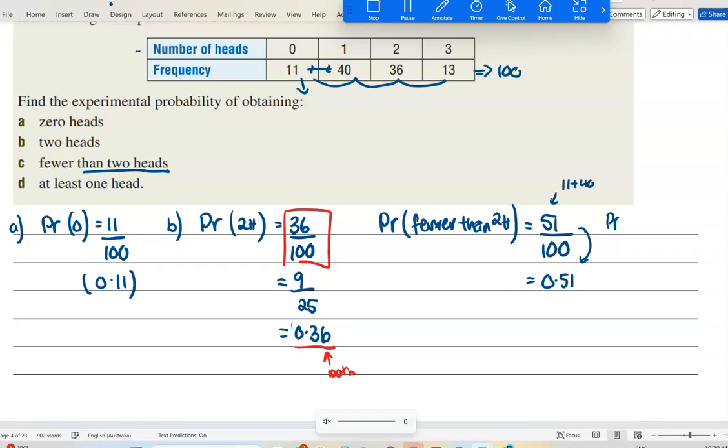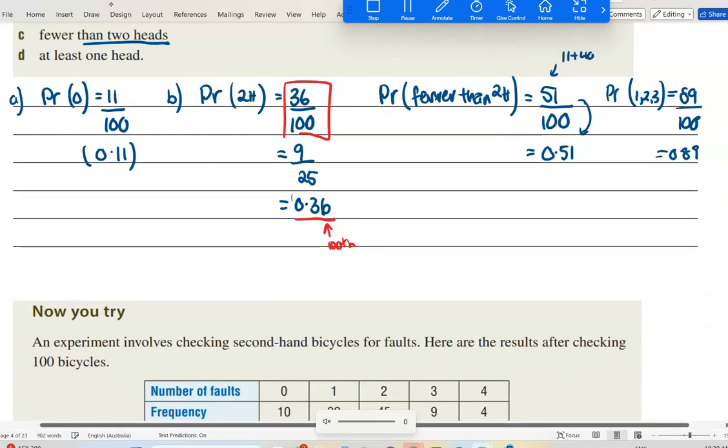And then the last one, sorry, I'm running out of room. Probability of at least 1 head. That would be this 1, 2, or 3. So if you add all those up, it's actually 89 out of 100, which is 0.89.